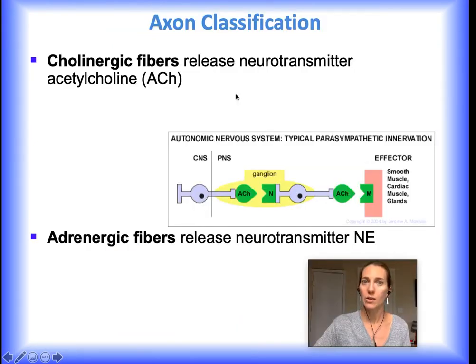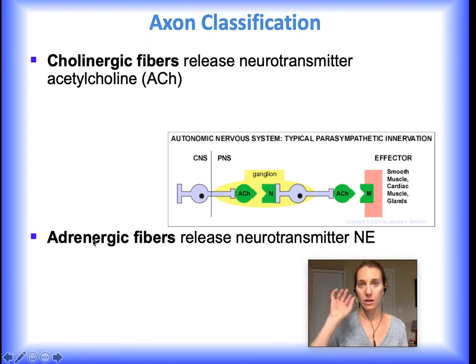I'm going to turn now to talk about the fibers that are releasing these neurotransmitters. Depending on which neurotransmitters these autonomic fibers release, they're going to go by different terms. So any fiber in the autonomic nervous system that releases acetylcholine is going to be referred to as a cholinergic fiber, right? Acetylcholine, cholinergic. And any fiber, any axon, that releases norepinephrine as its neurotransmitter, those fibers are going to be referred to as adrenergic fibers.